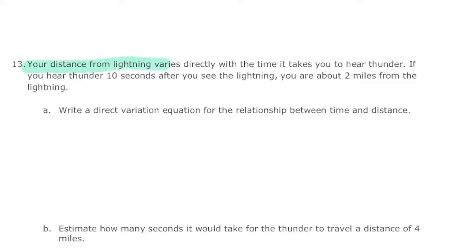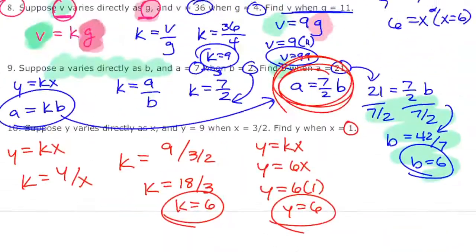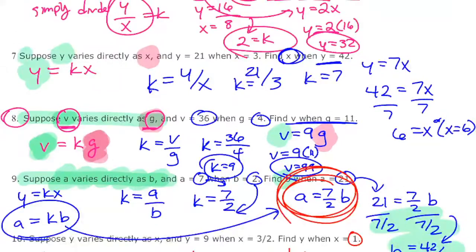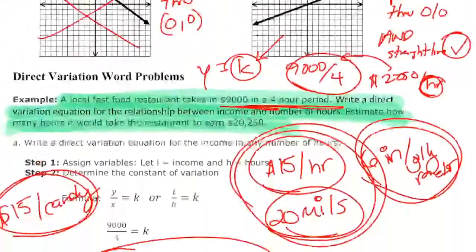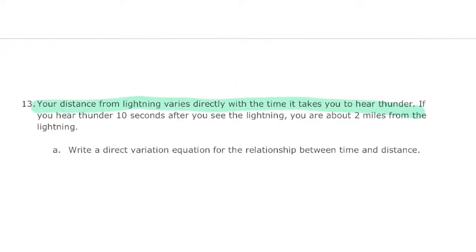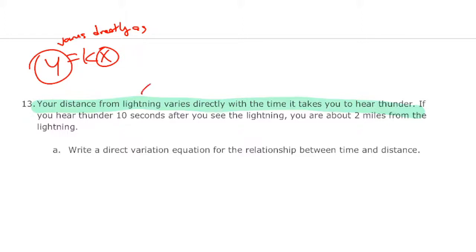Your distance from lightning varies directly with the time it takes you to hear thunder. Okay? Remember earlier we saw this wording. Suppose A varies directly as B, V directly as G, Y directly as X. When you see something varies directly as something else, I want you to go ahead and write that down. Let's write down the original equation first. Y equals kx. Y varies directly as x. Okay? So you can call this just y. You don't have to use different letters. I don't want you to have to learn more than you have to.